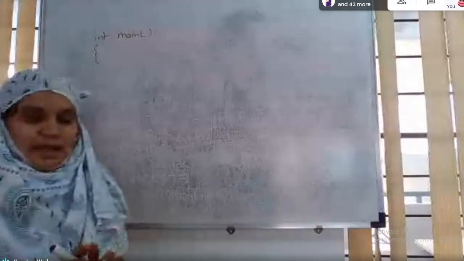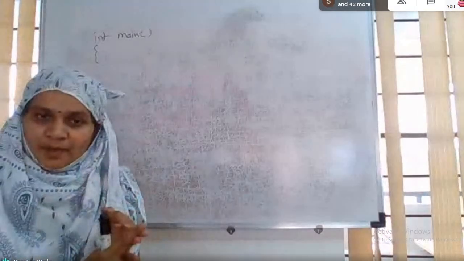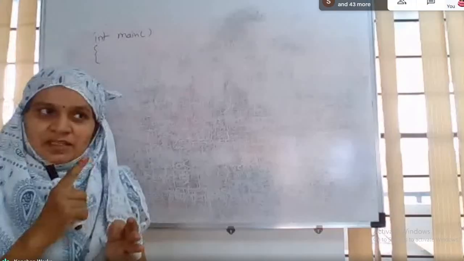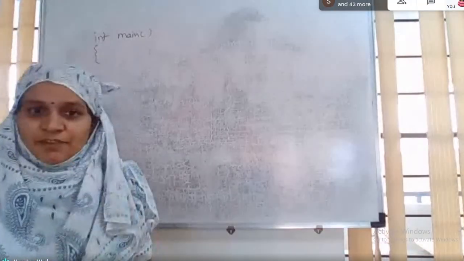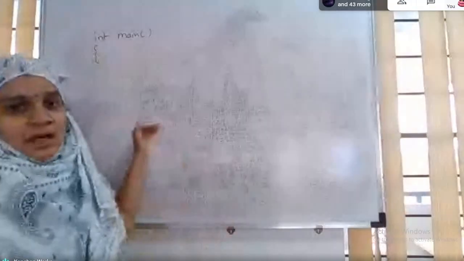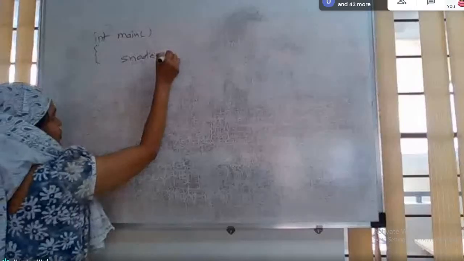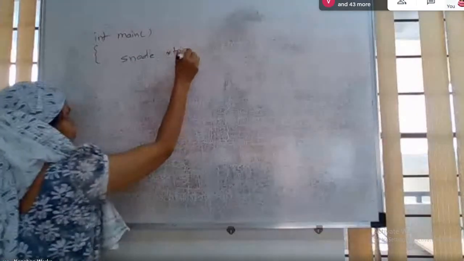Suppose I have defined all these functions: initialization, push, pop, and checking whether the stack is empty. All these functions I have defined before this main function, and now I am in the main function. So what instructions will I write? First of all, creation of an S node pointer top.